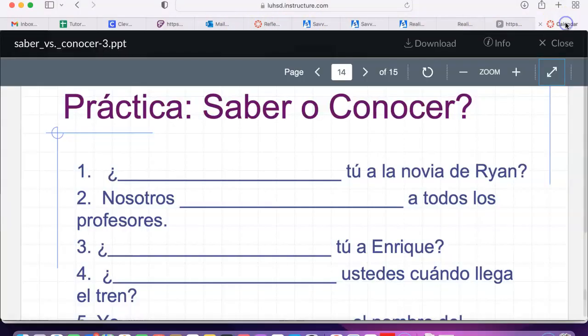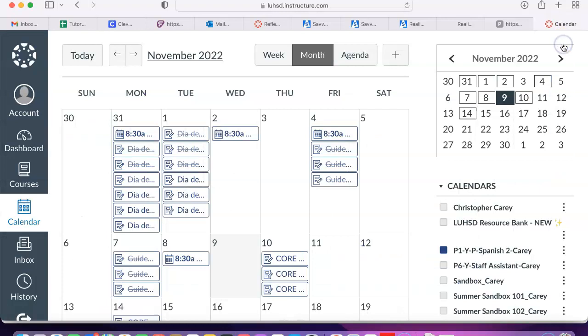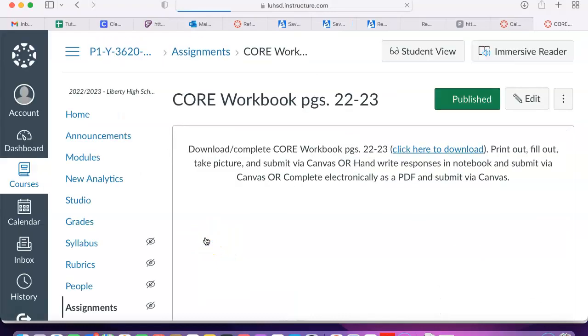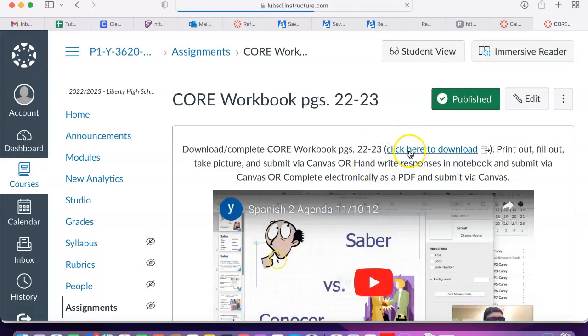All right, so now let's go ahead and take a look at your homework for today. It is core workbook pages 22 and 23. You can find the PDF copy here and annotate that PDF copy of the workbook pages and then submit that image in Canvas, or you can print it out, fill it out and submit, or just do it in your notebooks. Take a picture and submit, whatever works best for you.